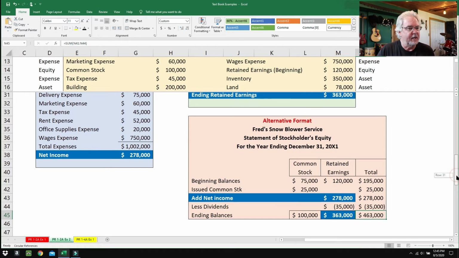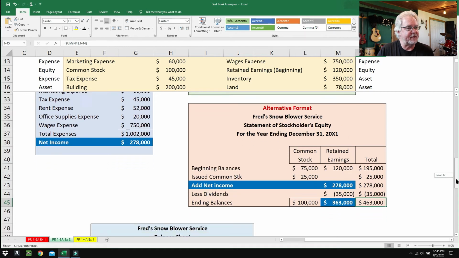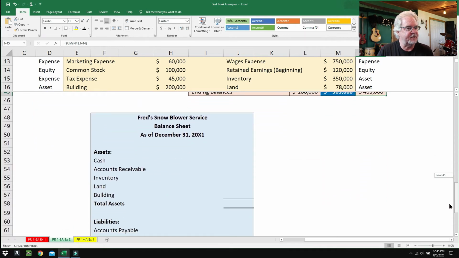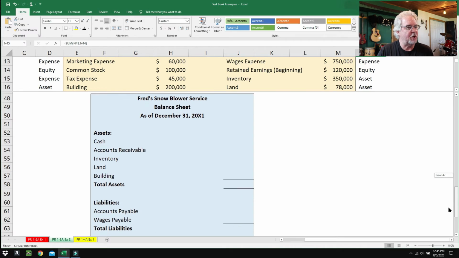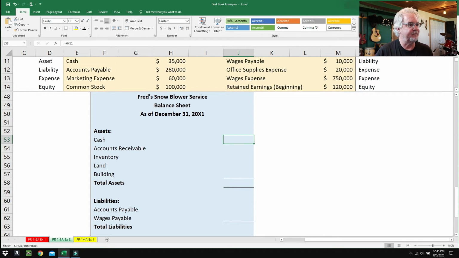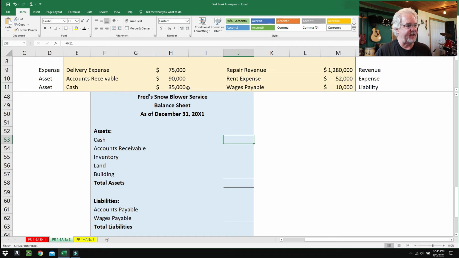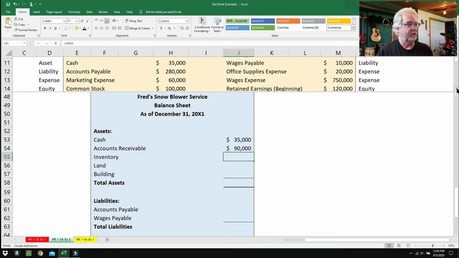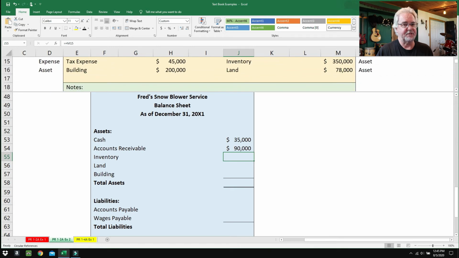There's nothing to it. Now coming down to the last statement here, it's my favorite statement. I love this statement. I think this statement tells so much about how a business is doing. So here's what we're going to do. We're going to fill in the amounts for the different assets. And if you remember, assets are nice things to have. So cash, how much cash? Get it off the chart, 35 grand. Accounts receivable, 90,000 right off the chart. No thinking required. Inventory, how much inventory did they have? Oh, I must have missed it.